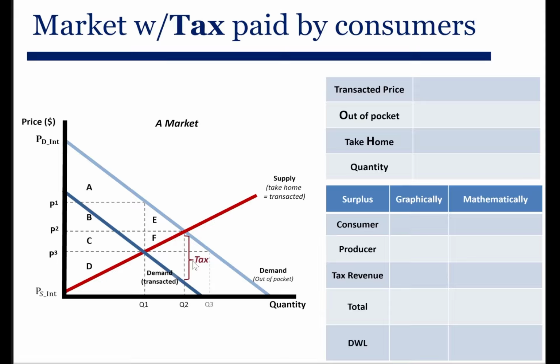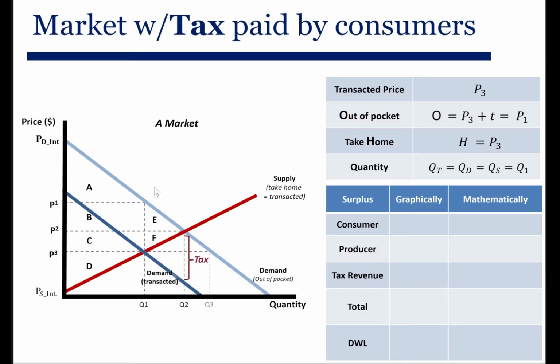As we saw before, and as you hopefully remember, the equilibrium or transacted quantity here is going to be the intersection of your transacted supply curve and your transacted demand curve. That's P3 at a quantity of Q1. The out-of-pocket amount, well, you're paying P3, but you're also paying the tax. So you move up by the tax, that's P1. The take-home amount for the supplier is the transacted amount, that's P3, and the quantity is Q1.